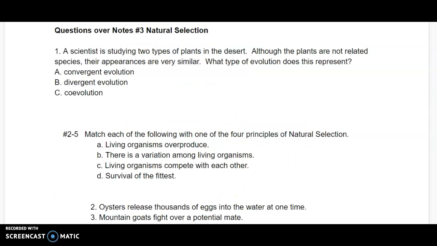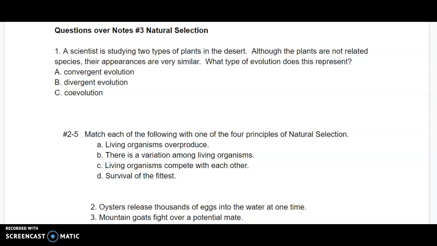A scientist is studying 2 types of plants in the desert. Although the plants are not related species, their appearance is very similar. What type of evolution does this represent? Okay, they are coming together to look more alike. They are adapting to the environment.